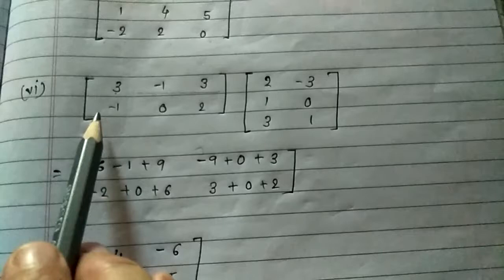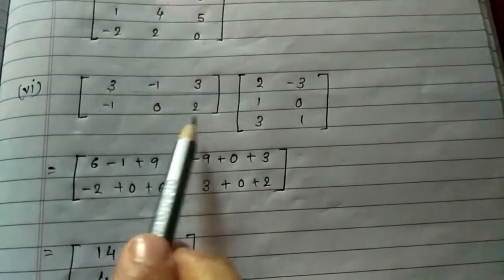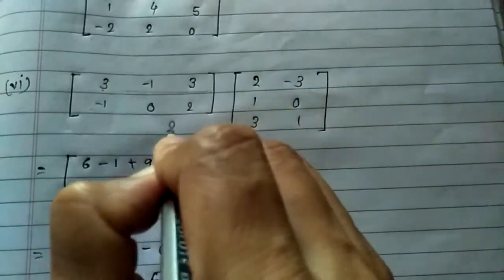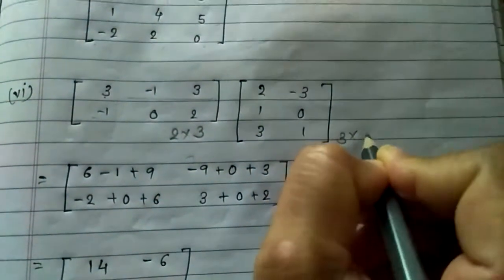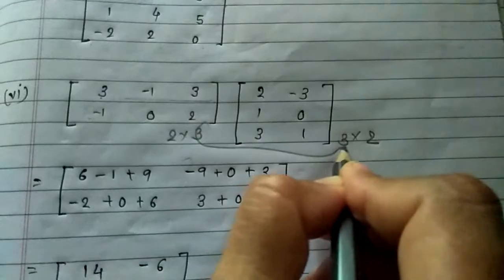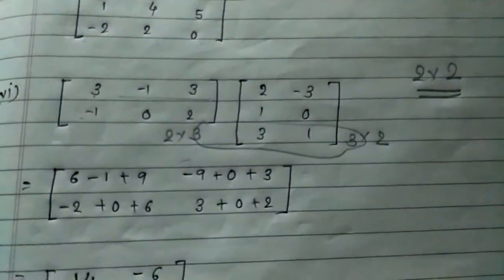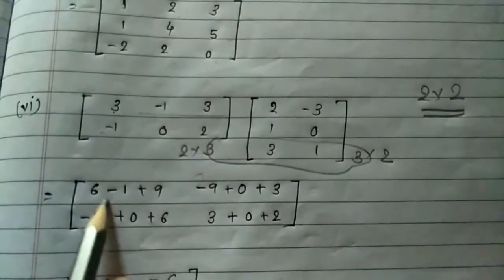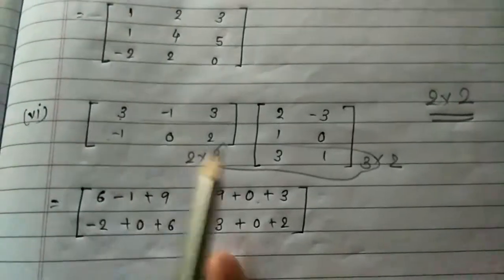So let me see the last question of the question number 3. That is the sixth one. The sixth is 3 minus 1, 3, minus 1, 0, 2. And here this. So again, what is the order here, students? 2 by 3. And here it is the order 3 by 2. So here these two are equal. So product is possible. And product matrix is of the order 2 by 2. So now here I am not writing the multiplication. I am writing directly. So you can also write directly.